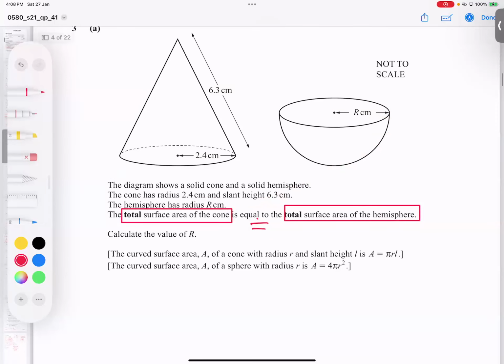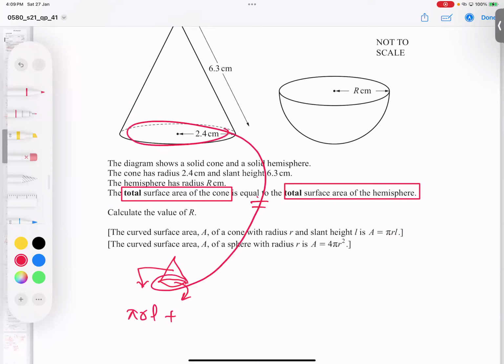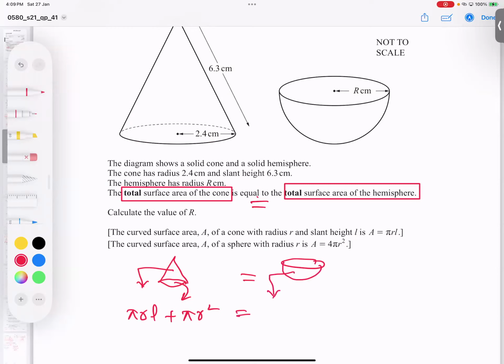So let's start. What is a cone? A cone contains two parts: the curved part plus the circle part. The curved part, you know, is pi r L, and the circle, you know, is pi r squared. He did not mention these, so you have to memorize them. This equals the hemisphere.